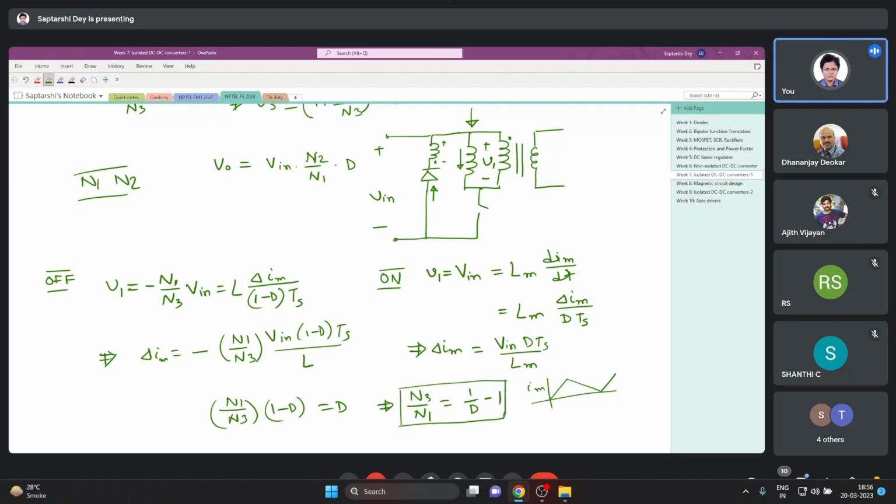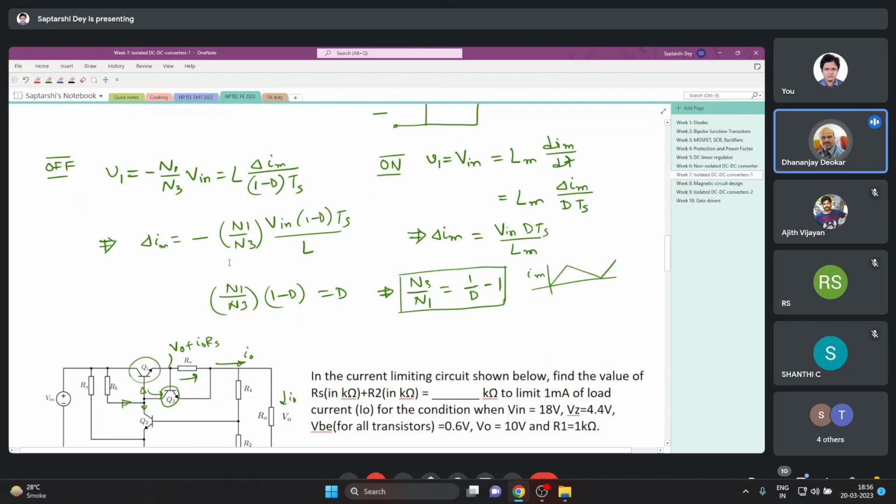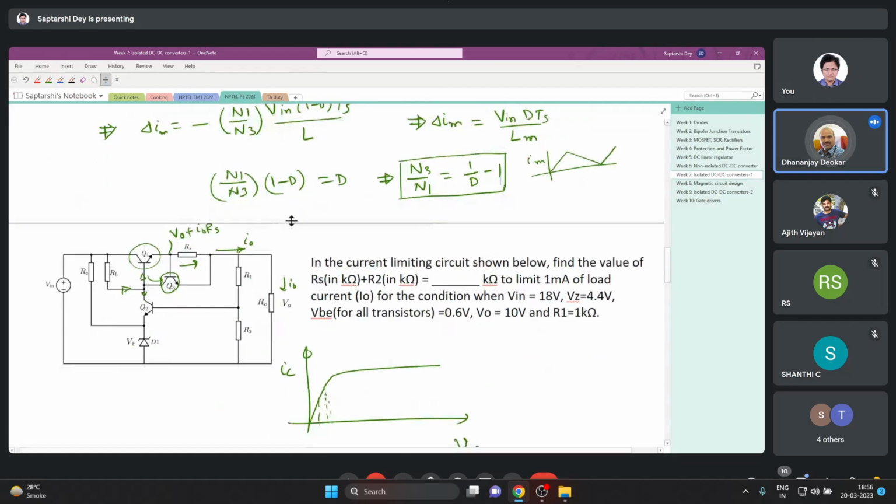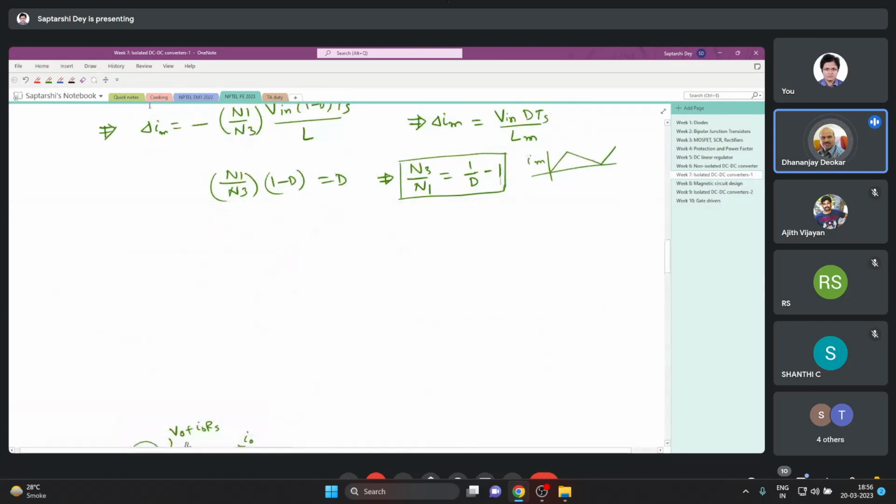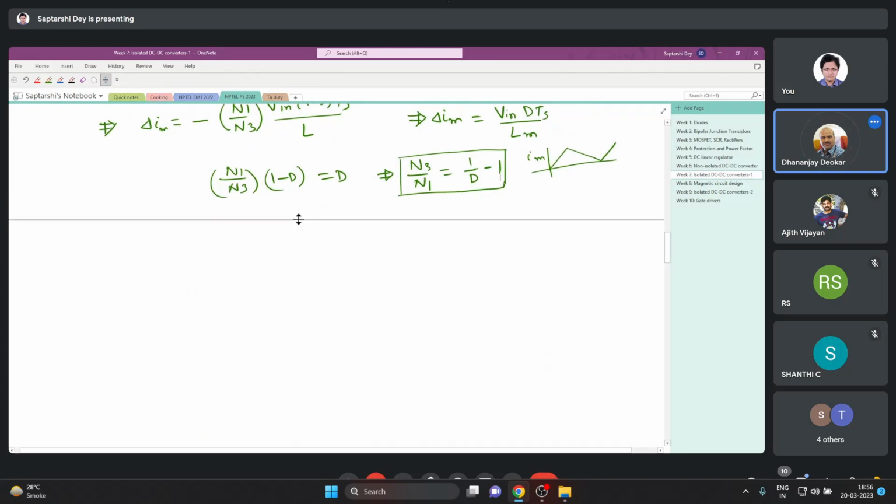All of you have understood the working of the flyback converter? Sir, there are some doubts. Yeah, go ahead. One thing is that the magnetic design in flyback is very tricky. So how can a sure-shot design of magnetics of flyback be done?